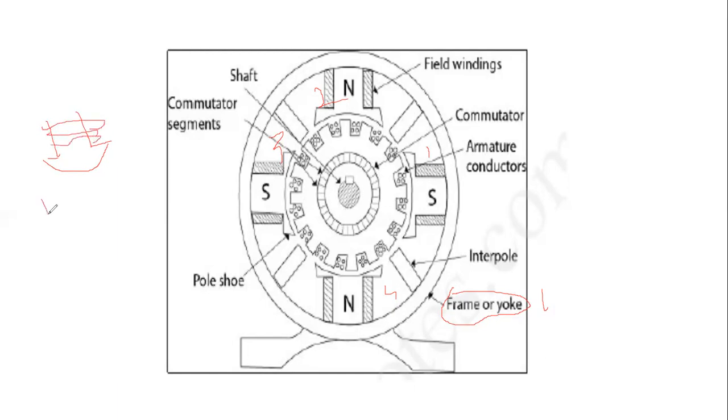The field system consists of three parts. The first one is the pole core or coil. Next, the second one is the pole shoe.